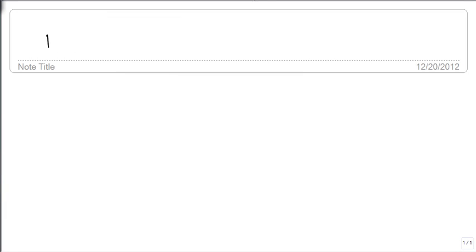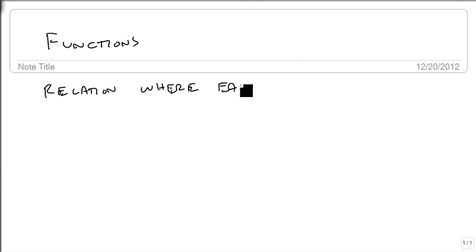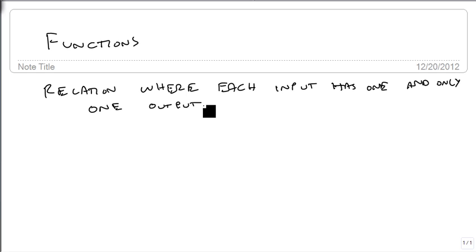We're going to talk about functions. And a function is a relation where each input has one and only one output. That means that if we hand it an input, it can only give us one response.